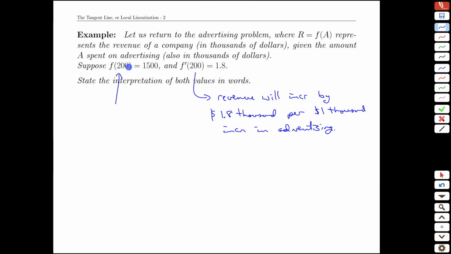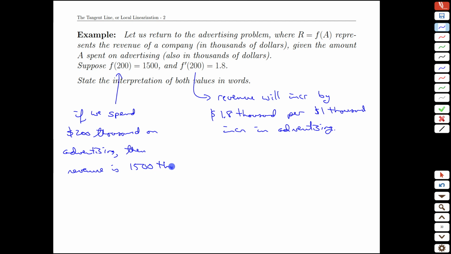This other statement is much more clear-cut. This is if we spend $200,000 on advertising, then revenue is the output $1,500,000. Or, if you like, 1.5 million. So that's interpreting the statements that were given.